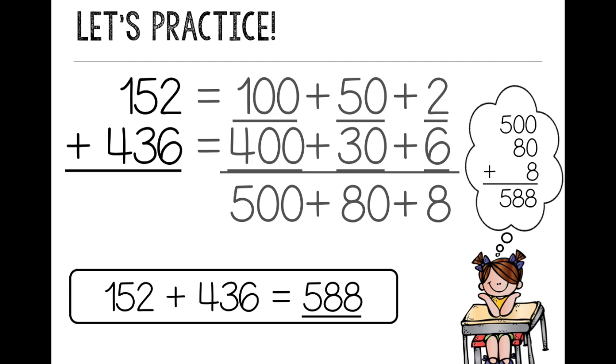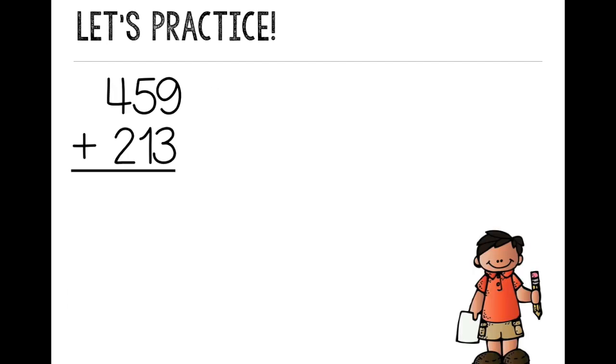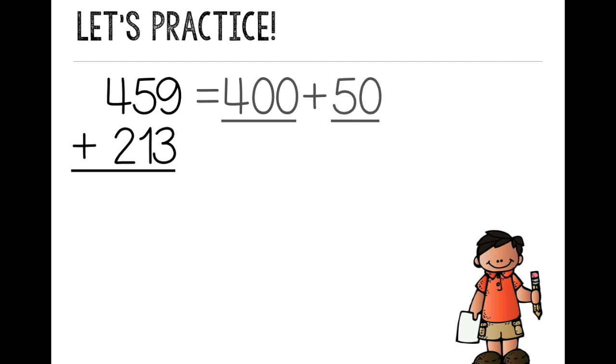Let's try one more. 459 plus 213. And I follow the same steps. First, I write the number in expanded form. So 459, I look at my hundreds place, and I have 400. Then I look at my tens place, there's a 5, so that would be 50. Then I look at my ones place, it's a 9, so I write 9. So 459 is equal to 400 plus 50 plus 9.